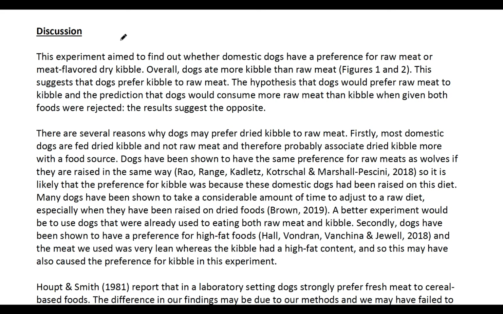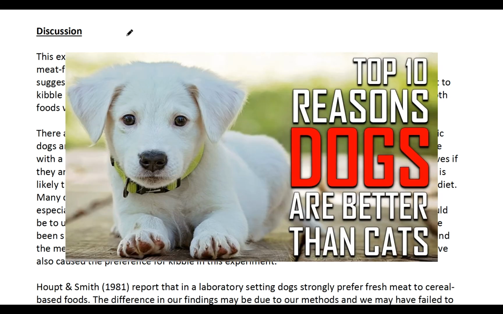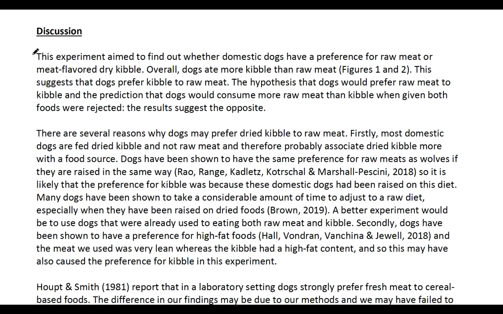Now on to my discussion. There's several reasons for it. You're going to give the overall finding. At the beginning, you repeat the purpose of the experiment just to remind your reader what you were doing and why. Repeat your hypothesis. And here's a nice summary of the experiment.